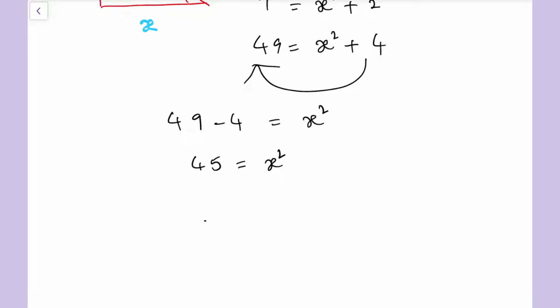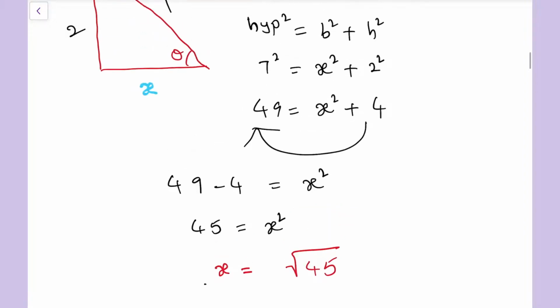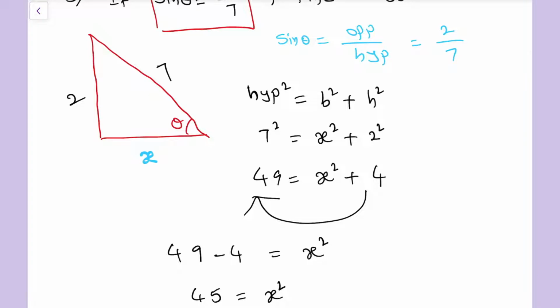Then what do we need to do in this kind of case? Just simply write x is equal to under root 45. Here we can also write the x value as plus or minus under root 45, but the thing is that we are worrying about the side of a triangle. A side of a triangle won't be negative, so we will concentrate only on the positive number. So x is equal to root 45.